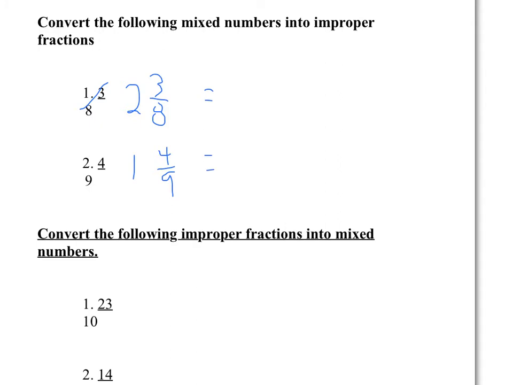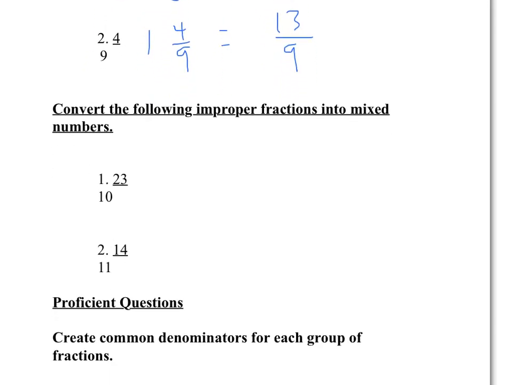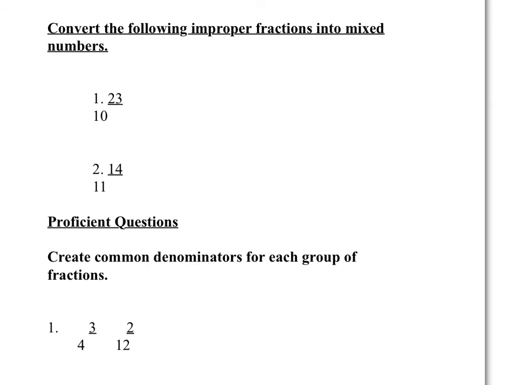So 2 and 3/8 is the same as 19 over 8, and 1 and 4/9 is the same as 13 over 9. Okay? Alright, moving on down to the improper fractions into mixed numbers. 23/10 is the same as 2 and 3/10, and 14/11 is the same as 1 and 3/11. Alright, we're really cruising here.